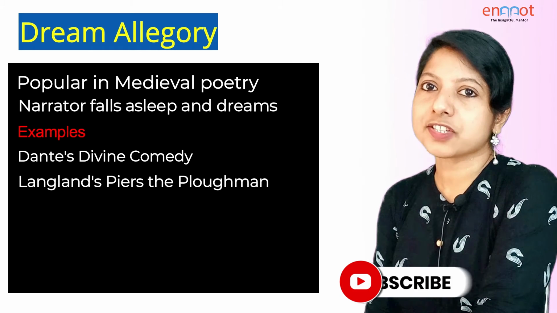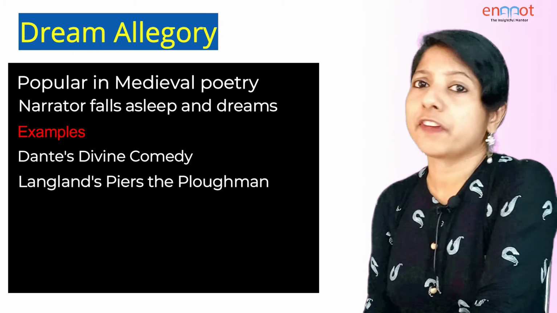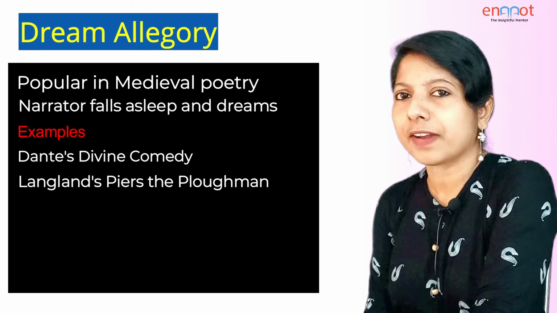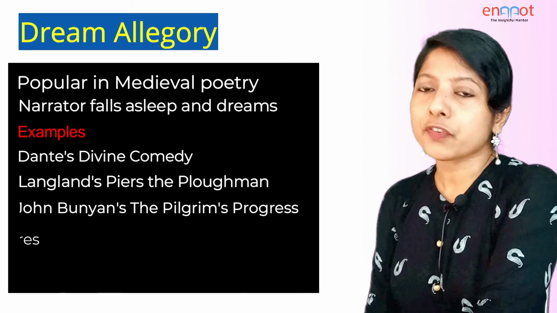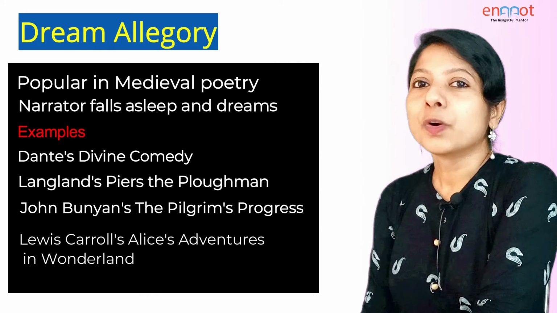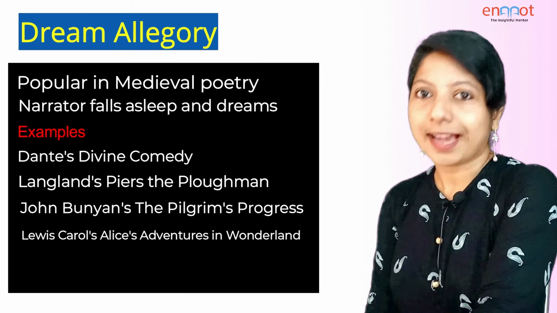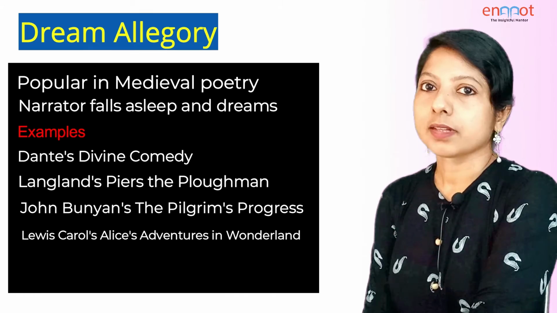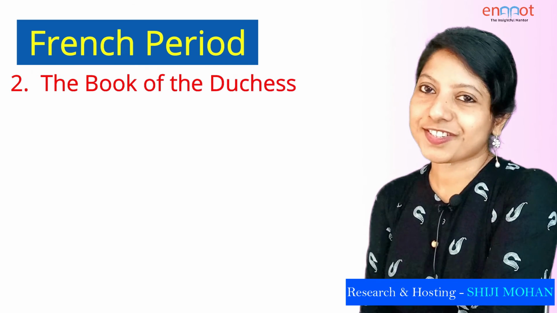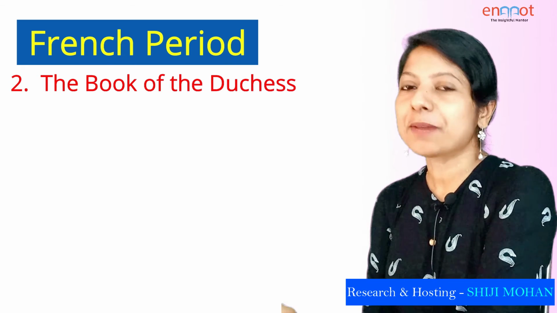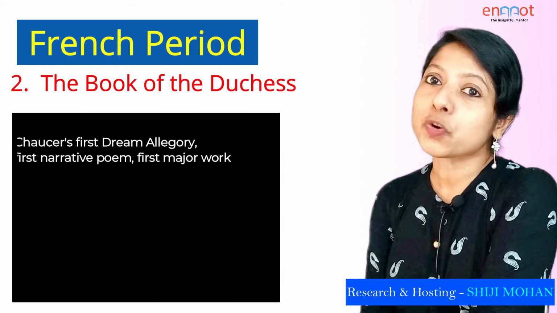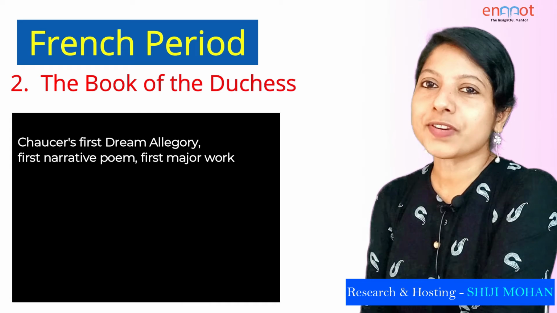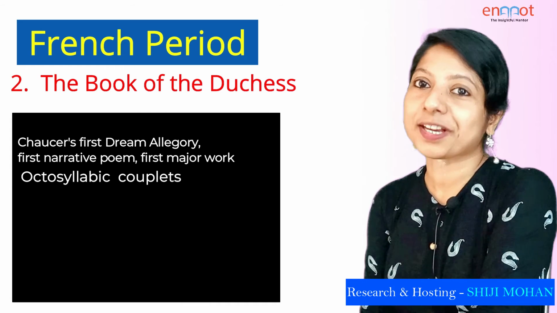But after the Middle Ages, the dream allegory convention faded out, or it diminished. But still you could find some dream allegories in the works of writers such as John Bunyan, who wrote Pilgrim's Progress, and Lewis Carroll, who wrote Alice in Wonderland. So over to Chaucer's first dream allegory, that is the Book of the Duchess. Now this is not just his first dream allegory, but also his first narrative poem and his first major work as well. And it's also written in octosyllabic rhyming couplets.